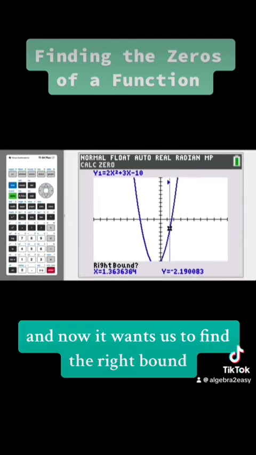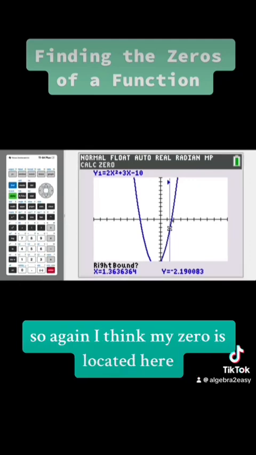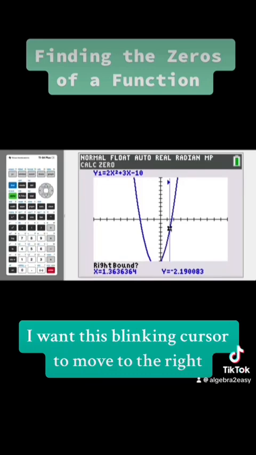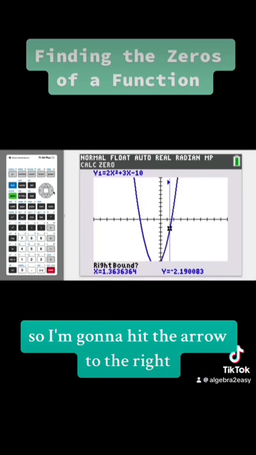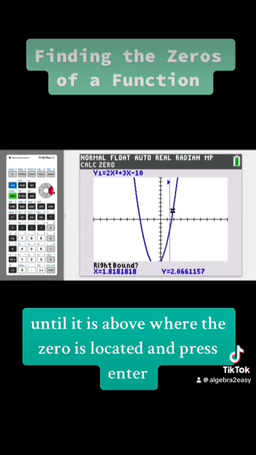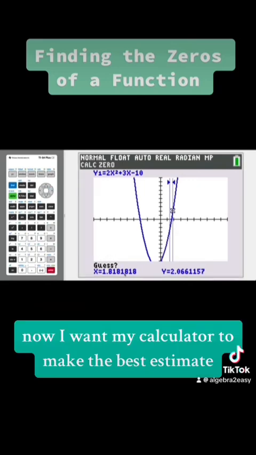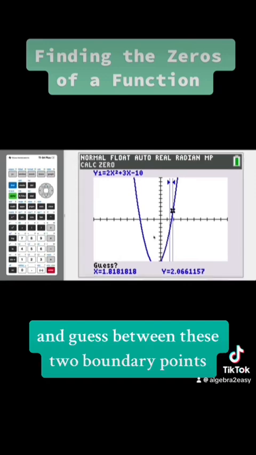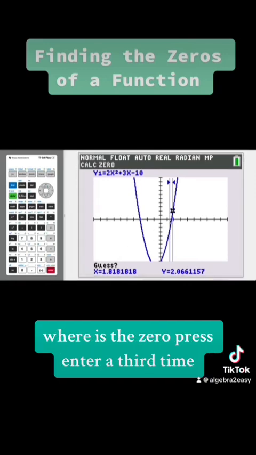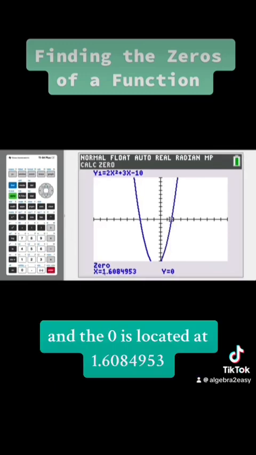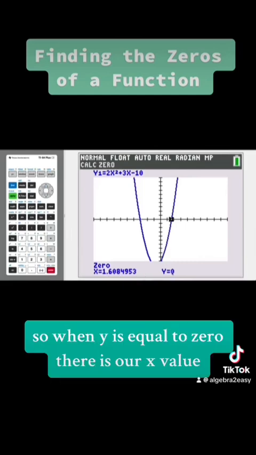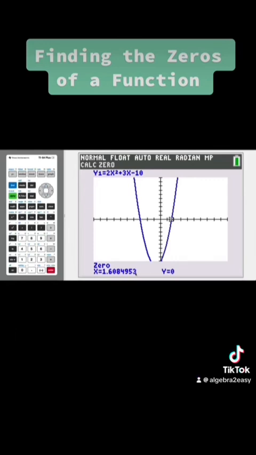And now it wants us to find the right bound. So again, I think my zero is located here. I want this blinking cursor to move to the right. So I'm going to hit the arrow to the right until it is above where the zero is located and press enter. Now I want my calculator to make the best estimate and guess between these two boundary points, where is the zero? Press enter a third time, and the zero is located at 1.6084953. So when y is equal to 0, there's our x value.